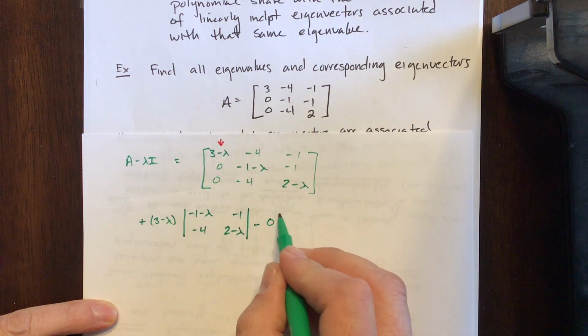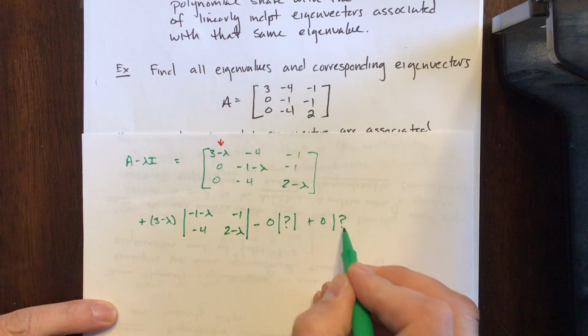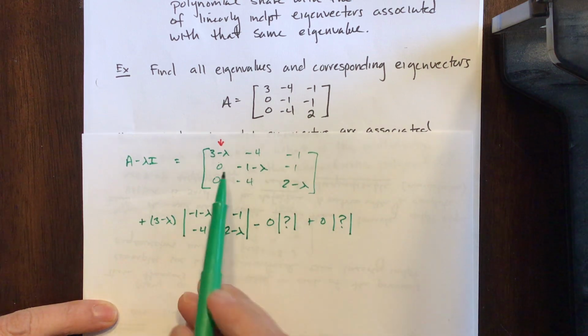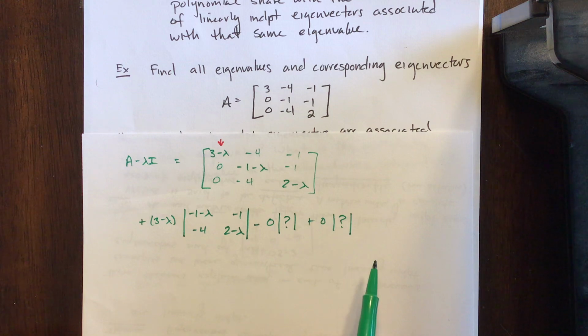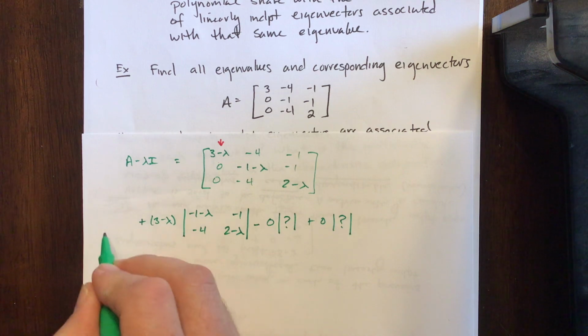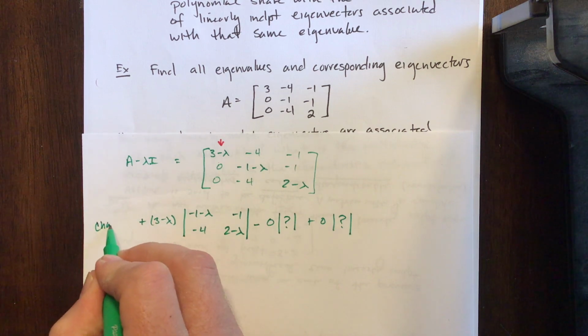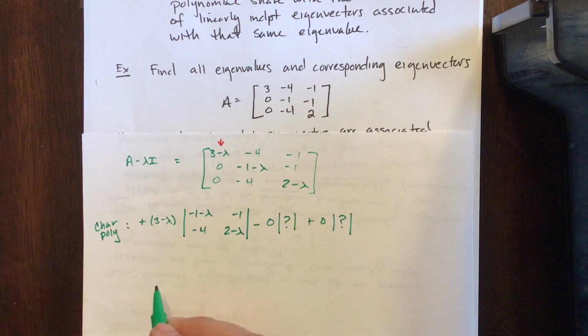Minus 0 times, well, it doesn't matter. Plus 0 times, well, it doesn't matter. So that's the whole idea, taking the determinant down the first column. The other 2 by 2 determinants don't matter. So this is the characteristic polynomial. And so what do we get that to be? We'll call it P of lambda.